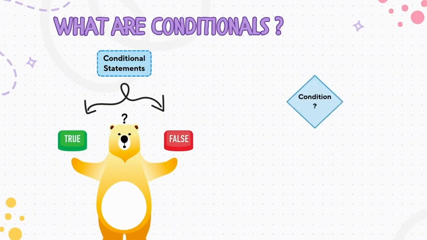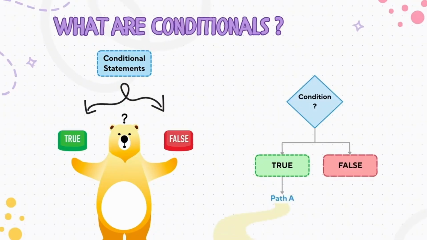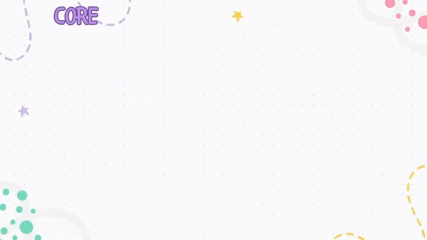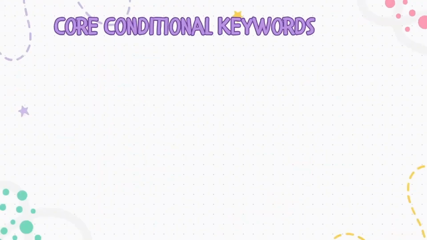Let's say we have a condition. If that condition is true, the conditional statement can tell R to take path A, whereas if it is false, the conditional statement can tell R to take path B. So that is what conditional statements are. And now that we have the basic knowledge about what conditional statements are, let's learn more about them by knowing what core conditional keywords there are in R.